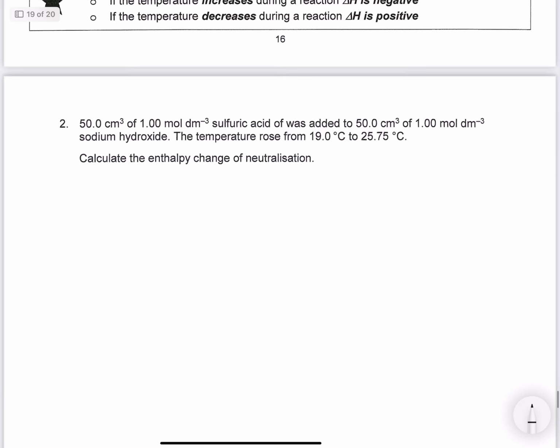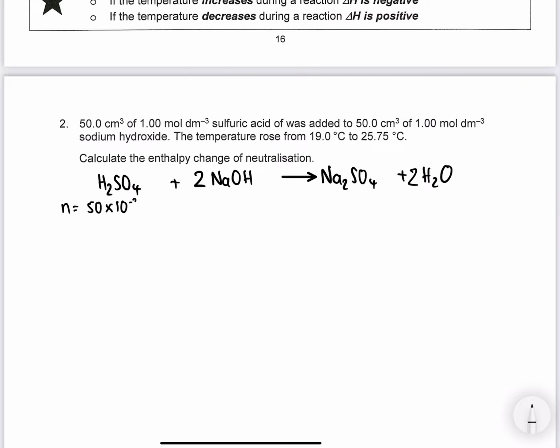We've got a second example, so we're going to write our balanced equation first. H2SO4 plus NaOH is going to give us Na2SO4 and H2O. So if we balance that, we're going to need a 2 here and a 2 in front of the water. Okay, so we could work out the moles of each of these things and work out which one we're going to use to get the moles of water.